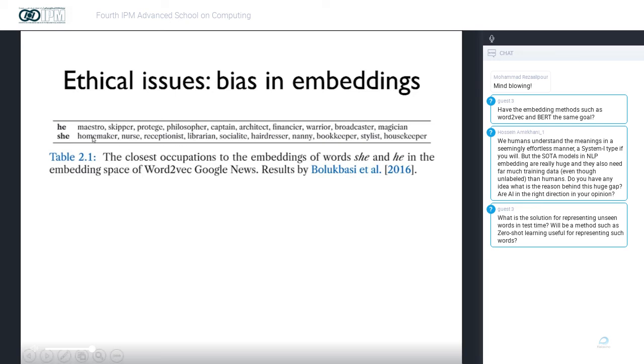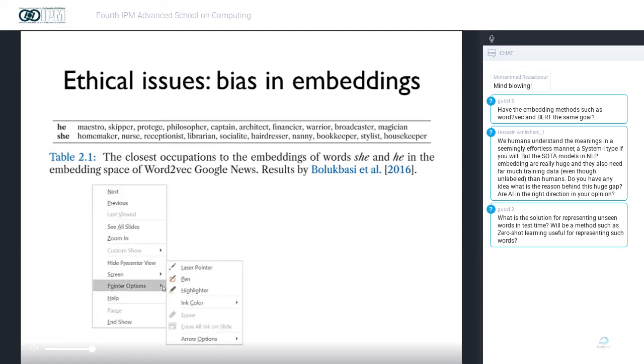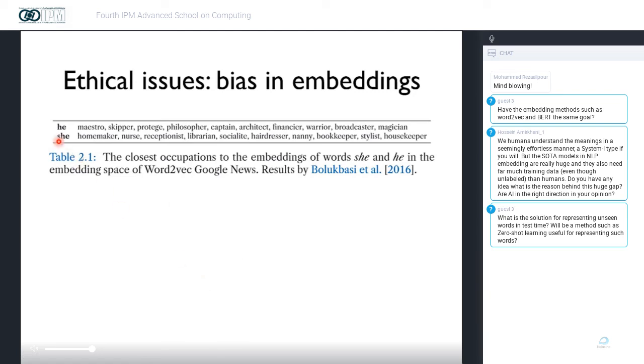So what they did was to check for the closest occupations for the two pronouns, he and she. And here are the results we're looking at. As you can see, for he, we are having occupations like philosopher, captain, architect, financier, magician, maestro, etc. But for she, we have homemaker, nurse, and librarian, nanny, etc. And this shows a strong bias against women, which is encoded in the embeddings.